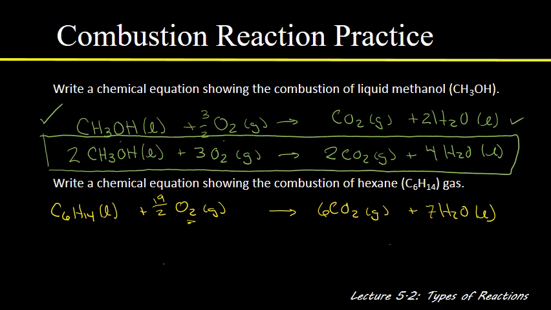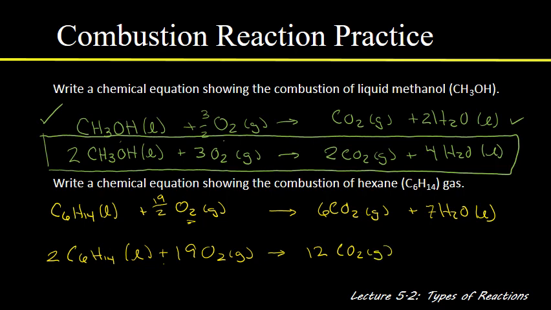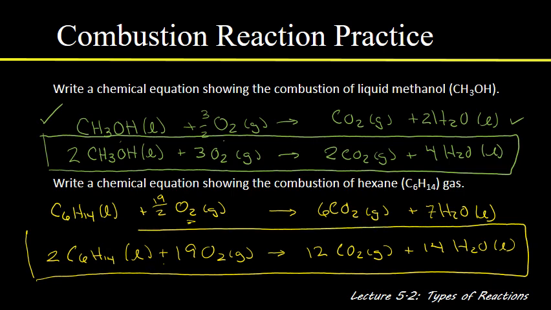And again, since that's a non-standard way of balancing this, we'll multiply the whole thing by 2. So I'll have 2 hexane molecules plus 19 oxygens gives us 12 CO2s and 14 waters. All right. Lovely. Okay.